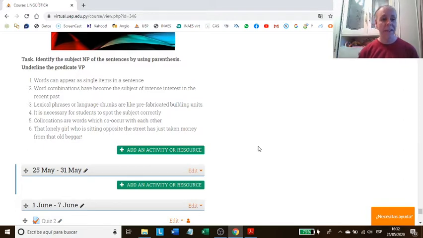And number six, that lonely girl who is sitting opposite the street, that is the subject. What is the main verb? Has just taken. That's the main verb. Okay, auxiliary, adverbial, and verb again. So as you can see, subjects can be super short like it, or super long like that lonely girl who is sitting opposite the street. But all of them finish right before the main verb. So that's the trick. I hope you have done well. And if you still have questions, please write to me.